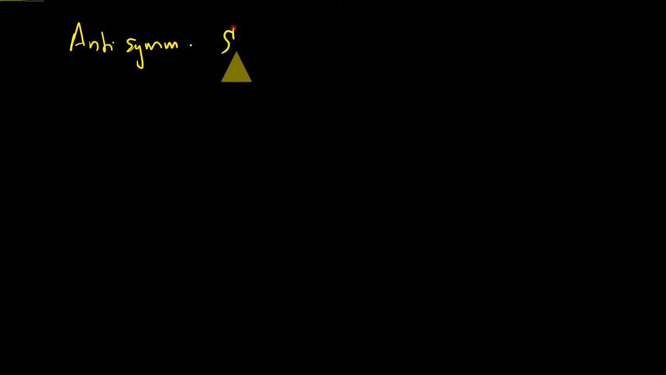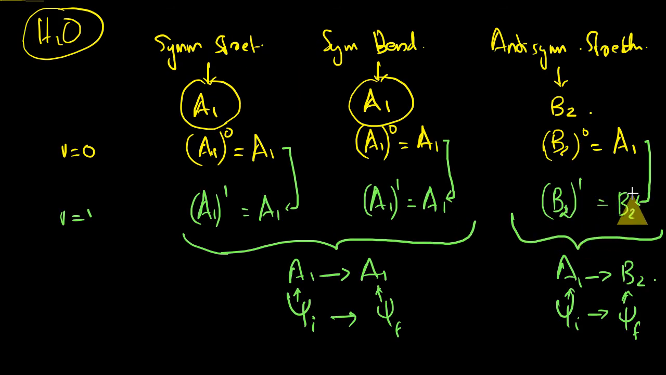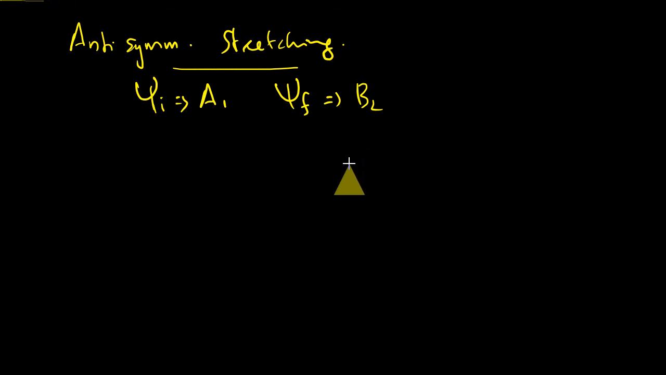Anti-symmetric stretching. For anti-symmetric stretching, you know that psi I is of A1 symmetry. Psi f is of B2 symmetry. We already saw that here, right? Psi f is of B2 symmetry. And now we have to evaluate the integrals.